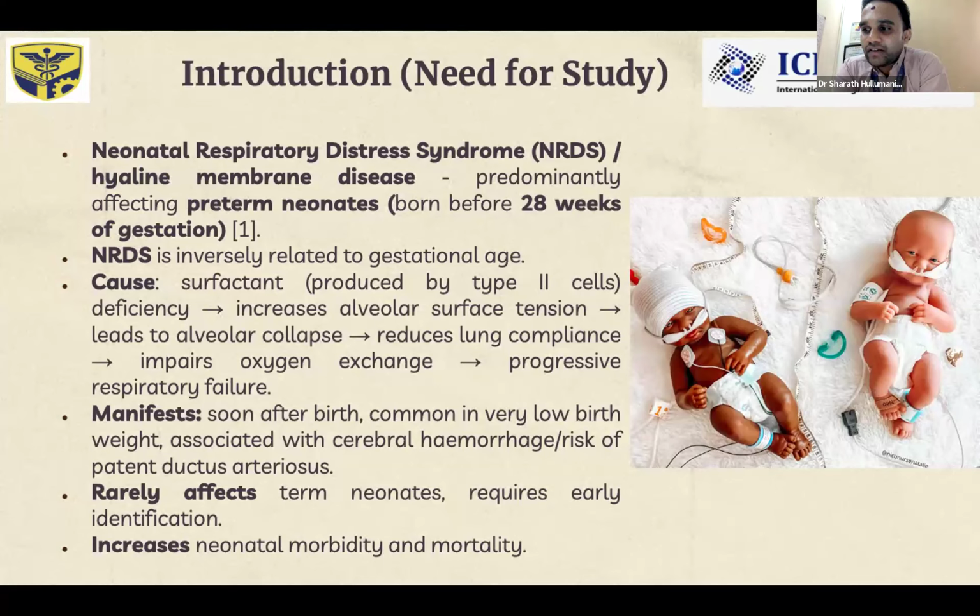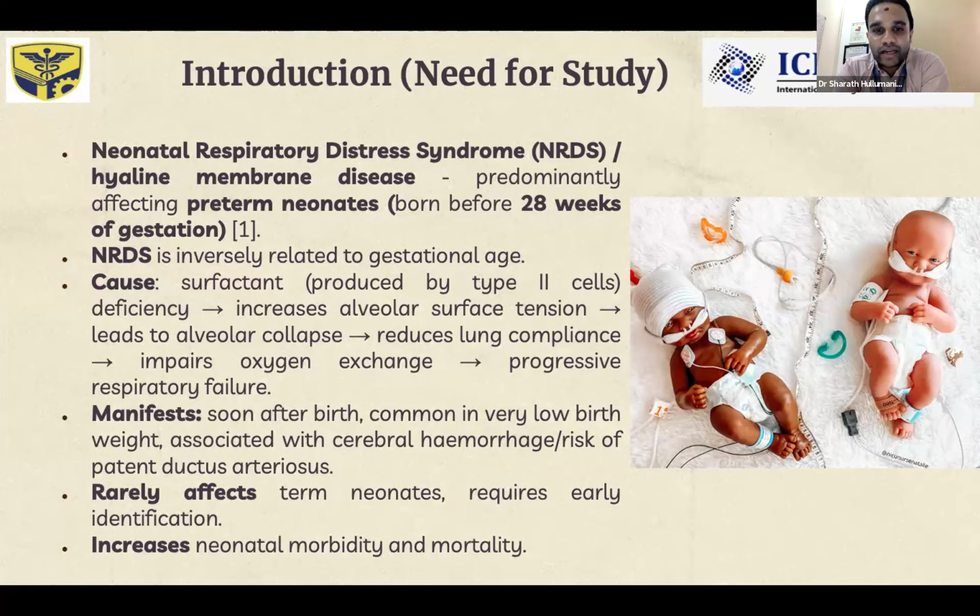This is always linked with surfactant, a lipid-protein combination made by the lungs' type 2 alveolar cells. Premature babies frequently experience elevated surface tension due to a lack of surfactant, and also impaired oxygen exchange. This is the main reason for the diagnosis of NRDS.